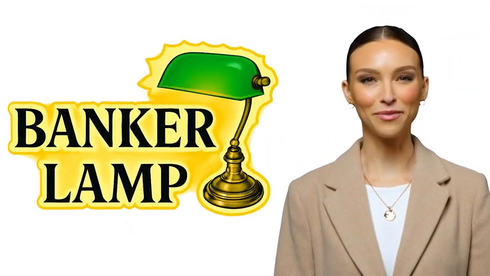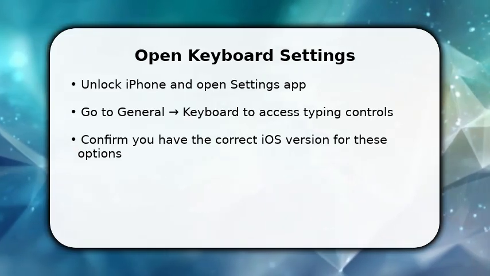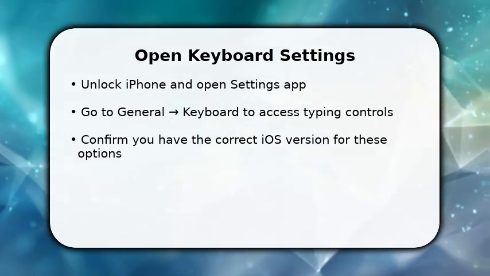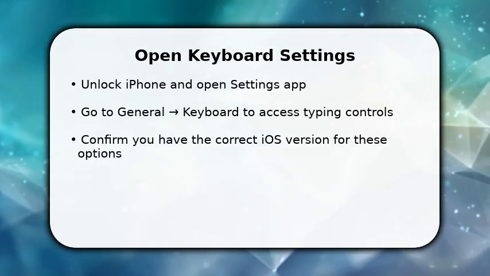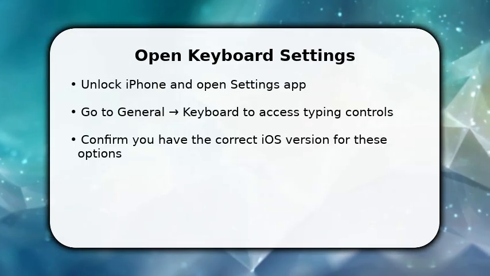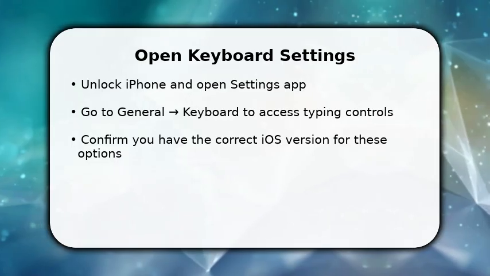Please enjoy the video. You start by opening Settings and navigating straight to General, then Keyboard. Once there, you'll see switches for autocorrection, check spelling, and predictive text. Toggle autocorrection off to stop automatic replacements. This prevents the phone from changing words as you type.